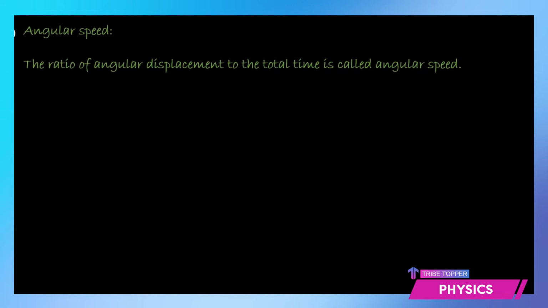The second thing that you need to understand is angular speed. Just like we have linear speed, which is linear distance traveled over time taken, similarly you have angular speed, which is the ratio of angular displacement to the total time. We denote it by omega. So omega is equal to the angular displacement theta upon the total time taken t, and its unit would be radians per second.